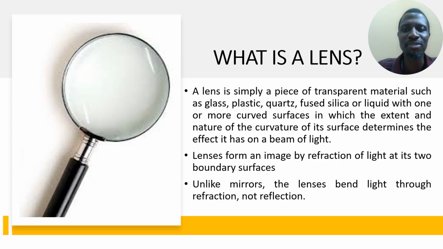Now, fully into what we have today. What is a lens? A lens is simply a piece of transparent material such as glass, plastic, quartz, fused silica, or liquid with one or more curved surfaces in which the extent and nature of the curvature of the surface determines the effect it has on a beam of light. Lenses form an image by refraction of light at its two boundary surfaces. Unlike mirrors, take note, lenses bend light through refraction and not reflection.